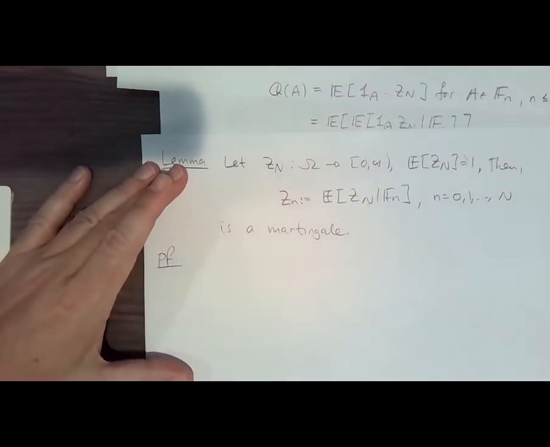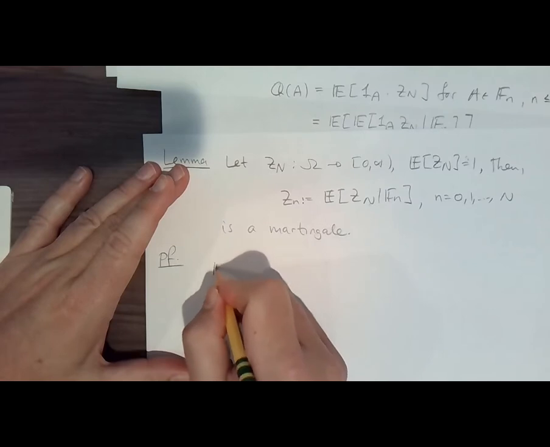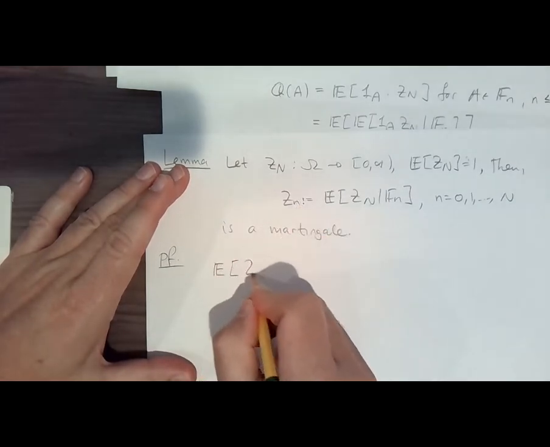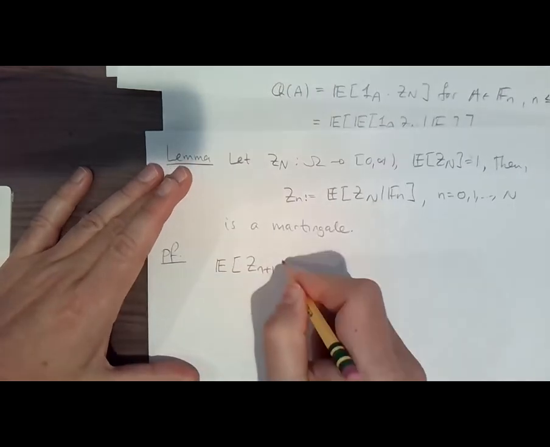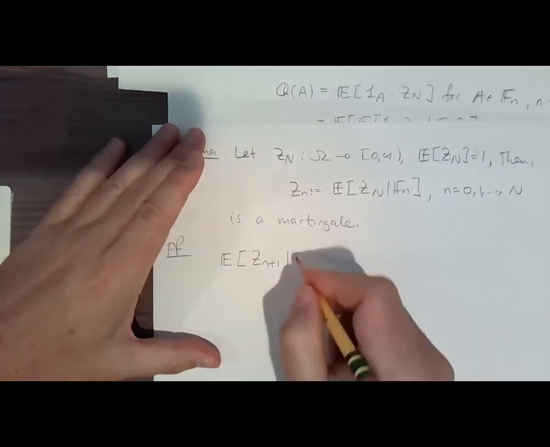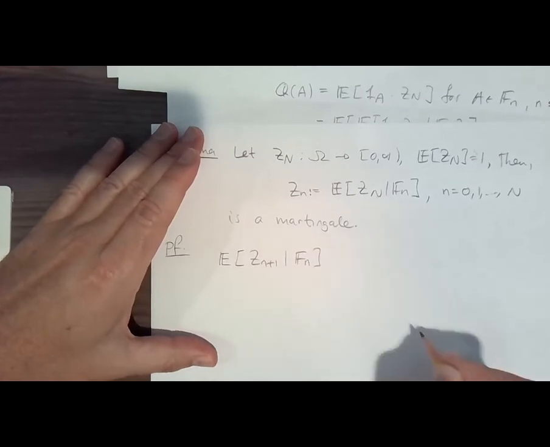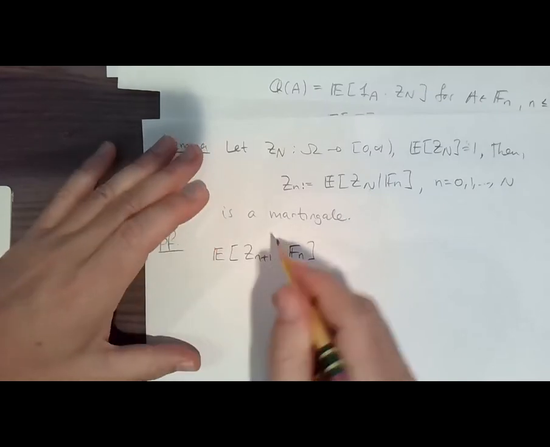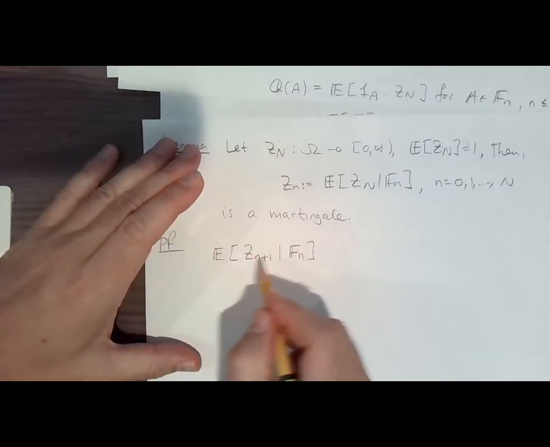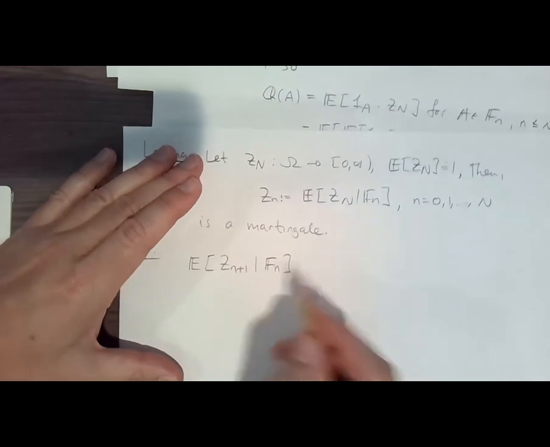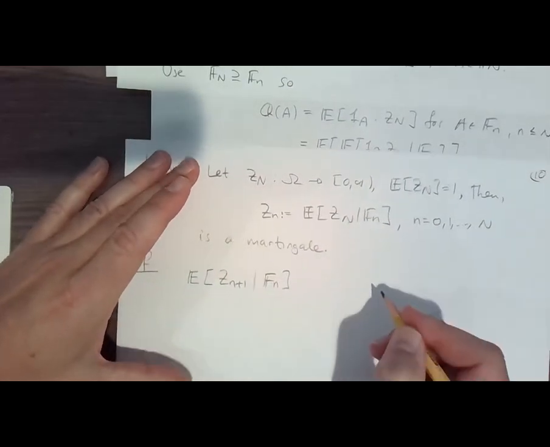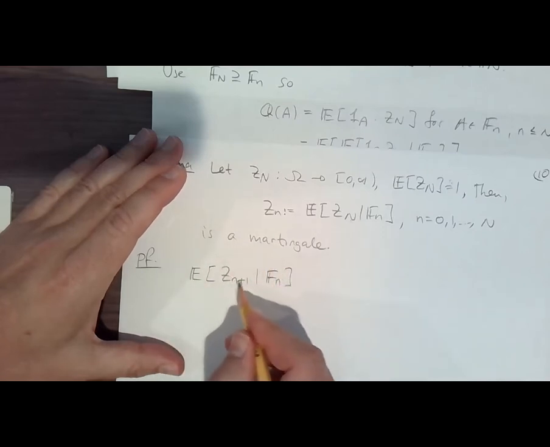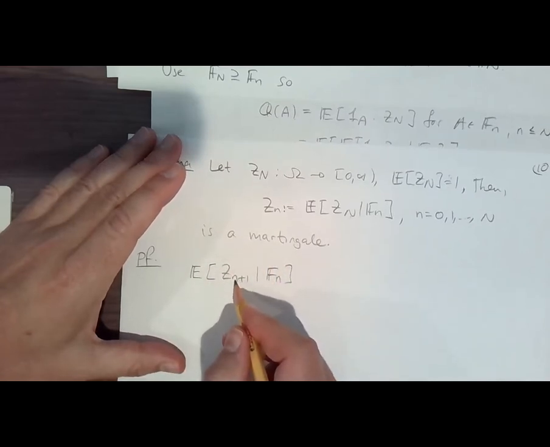The proof would go by saying, I take the process at a later time. So I take Zn plus 1, and then I condition on Fn. So remember, when you check for martingality, you have to condition. It is not enough just to take the expectation. You have to condition. And then you have to prove that this conditional expectation is just equal to Zn. Let me try to work it out, right?